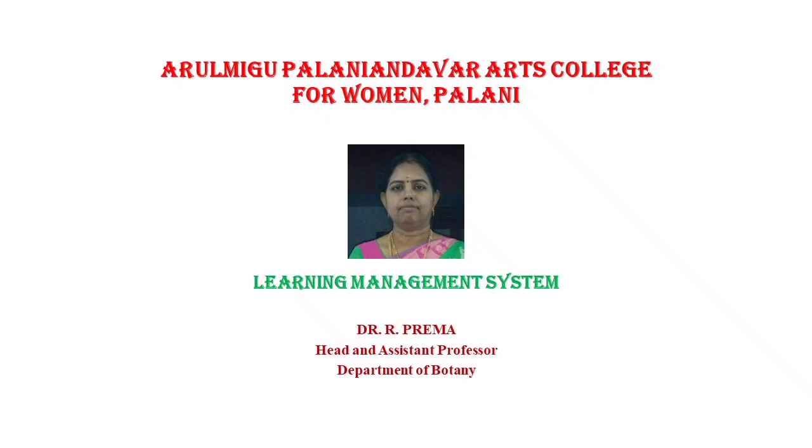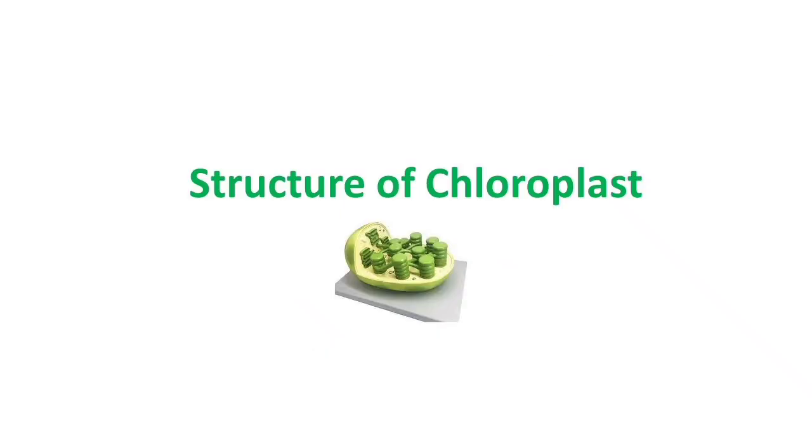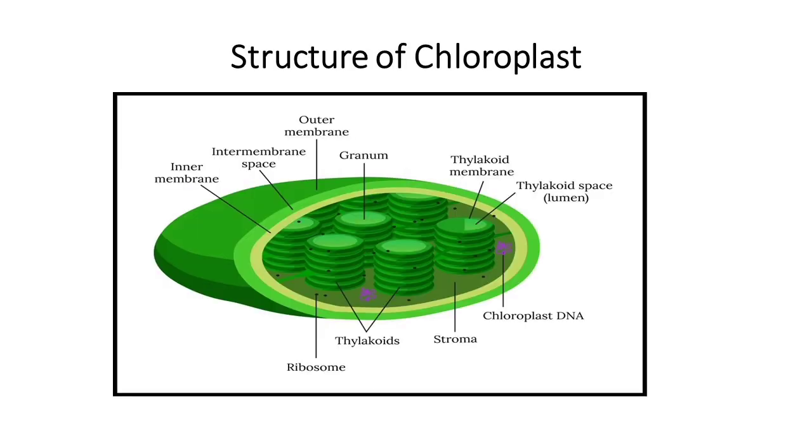Today, let us discuss the topic structure and functions of chloroplast. Chloroplast is a green plastid. It is a cytoplasmic organelle containing green chlorophyll pigments and is concerned with photosynthesis. The chloroplasts vary in shape. They are spheroid or oval or discoid in higher plants.